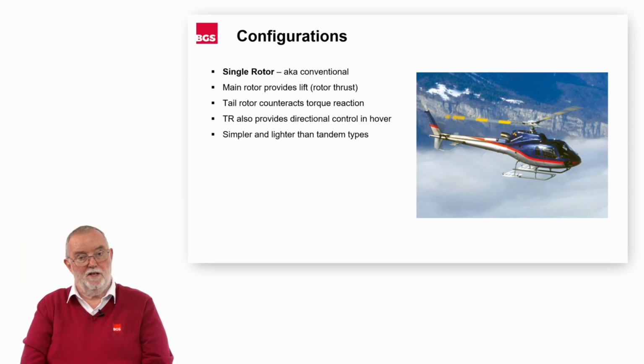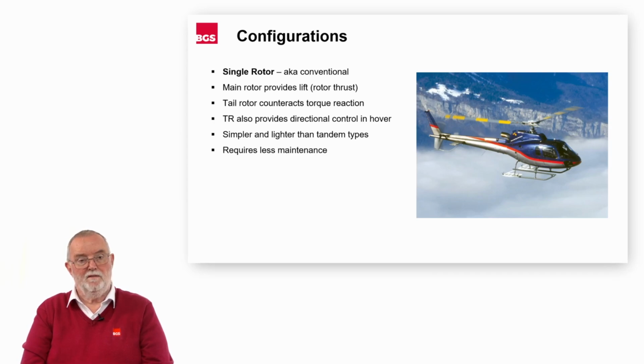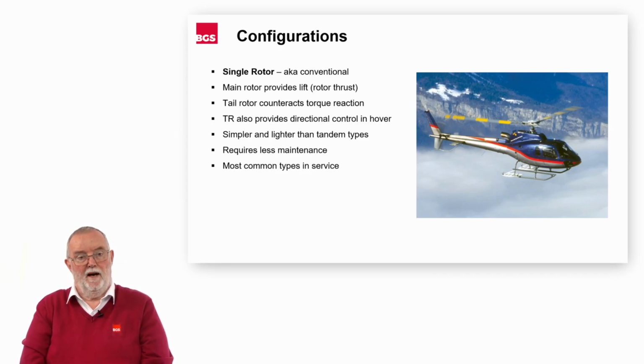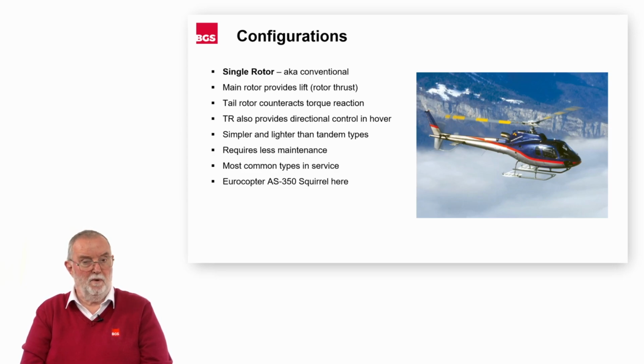Simpler and lighter than tandem types, but the fuselage is going to be proportionally longer. Generally require a lot less maintenance, and for those reasons it's probably the most common type that you'll see in service. This one, the AS350 Squirrel, one of the great loves of my life, about half of my flying, over 3,500 hours in the Squirrel. Really reliable, solid platform, wonderful machine.